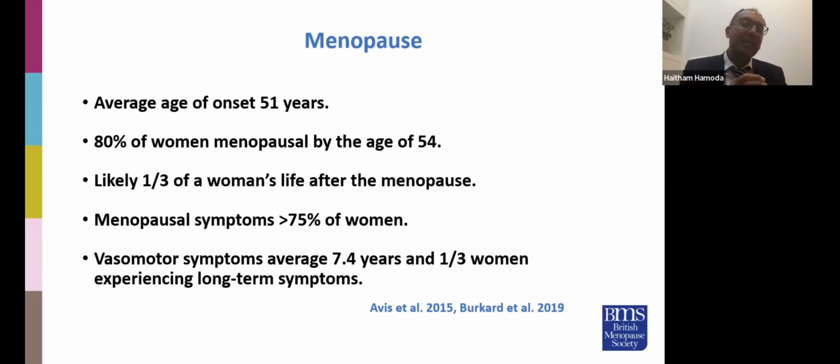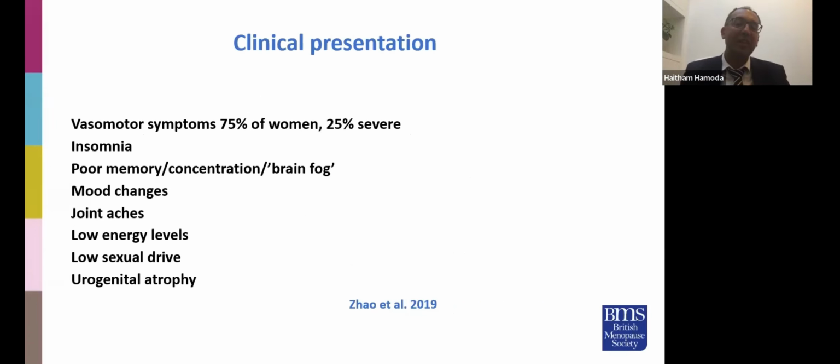But when we talk about symptoms, menopausal symptoms are very common. It's estimated about 75% plus of individuals will experience symptoms during the menopause. Not all will. About 25% will go through the menopause with minimal symptoms. So it's a really varied presentation. And also the duration of symptoms varies. If you look at it, you could say that average duration of symptoms is about 7 years, but 1/3 of individuals can have long-term symptoms beyond that.